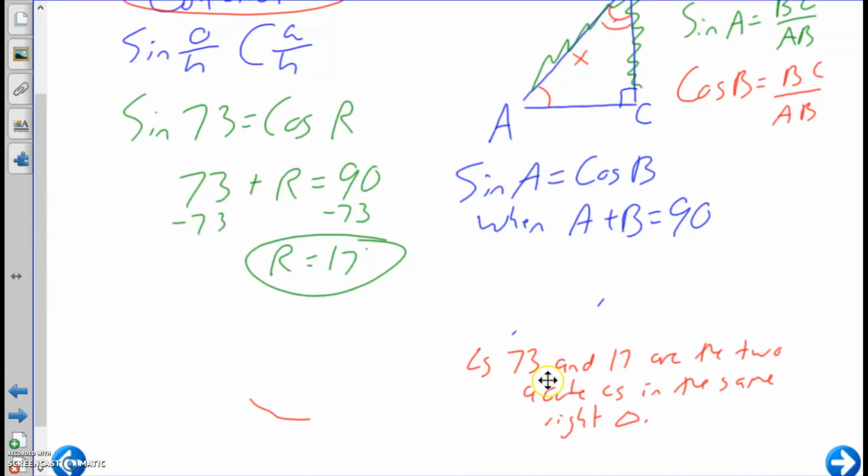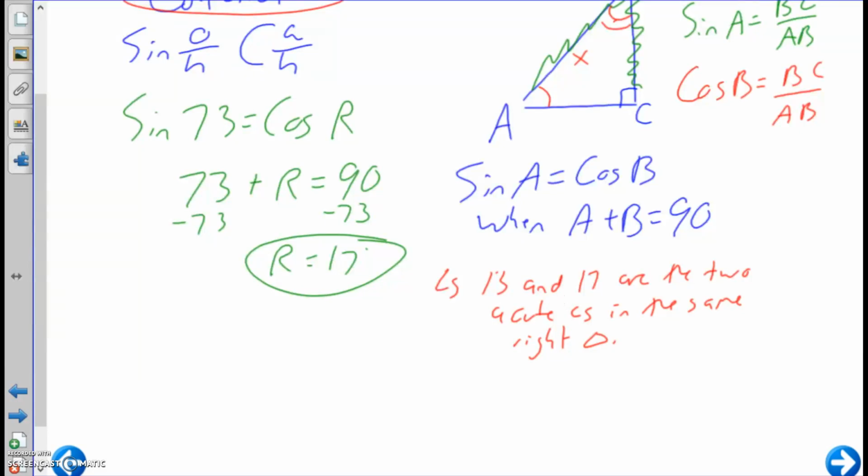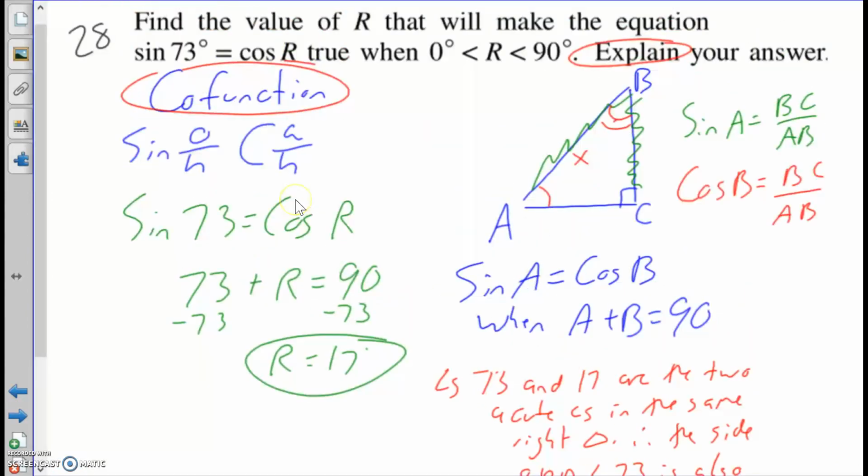Again, I want to just get rid of those stray marks there. So then, therefore, the side opposite angle 73, and that's what this was, got kind of erased, is also adjacent to angle 17. There's a lot of different ways you could phrase this, but I think that's a good way to do it.